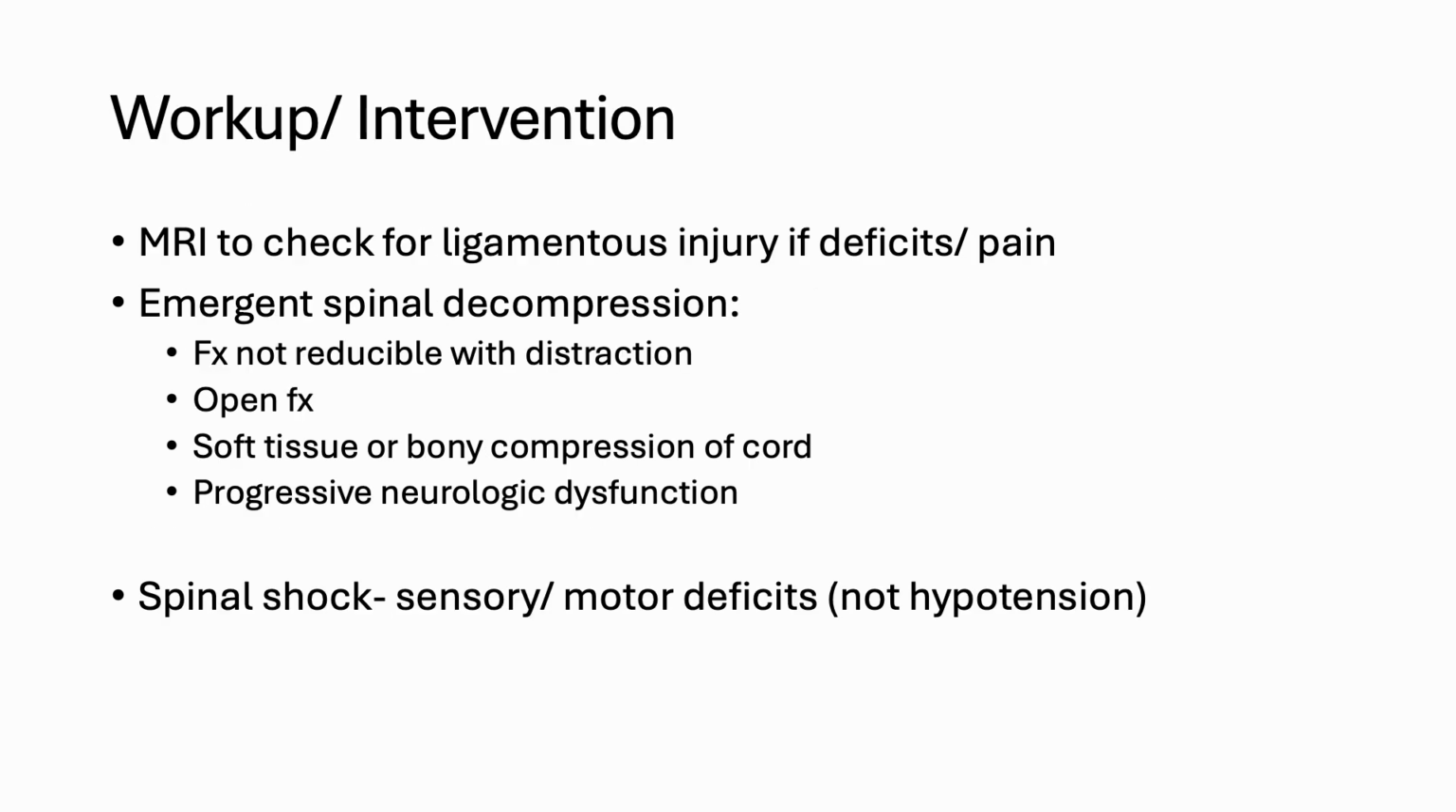When we think of the workup or intervention for spinal fractures, we want to get an MRI to check for ligamentous injury, if any deficits or pain associated with the injury. Emergent spinal decompression, some of the indications are fracture not reducible with distraction, an open fracture, soft tissue or bony compression of the spinal cord, progressive neurologic dysfunctions.